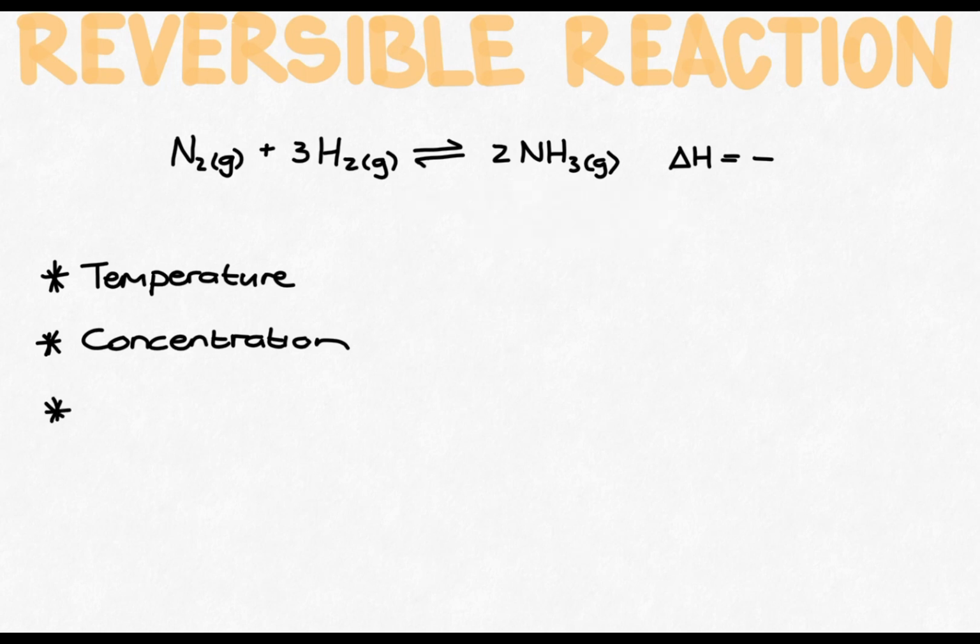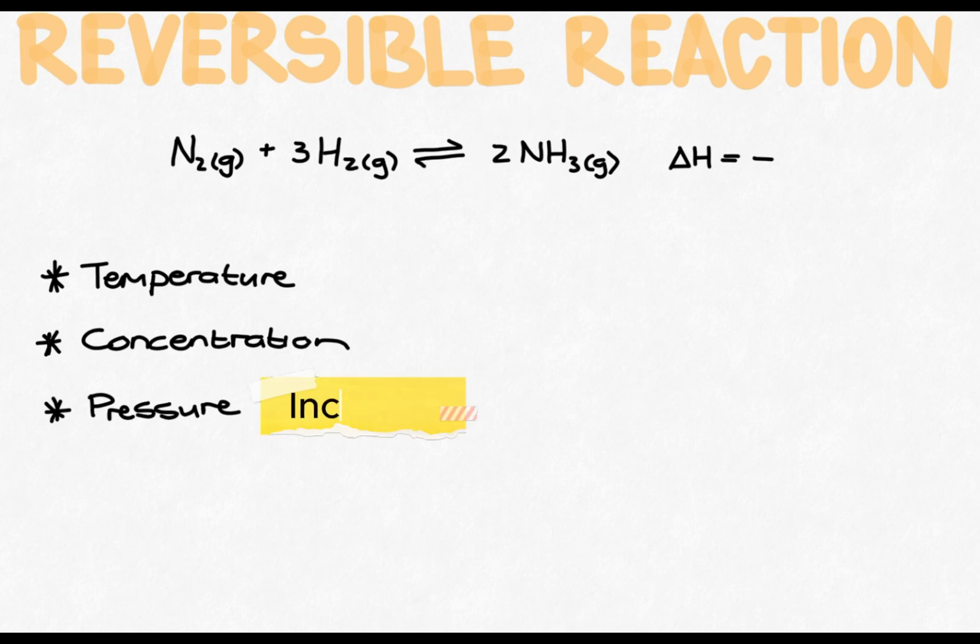Then we also have pressure. Now pressure only affects gases. So if I increase the pressure, my reaction would want to favor the side with the least amount of gas molecules. Now if I look at my reactants, I can count 1 nitrogen molecule and 3 hydrogen molecules. So in total, there's 4 gas molecules in my reactants. And in my products, there's only 2 gas molecules.